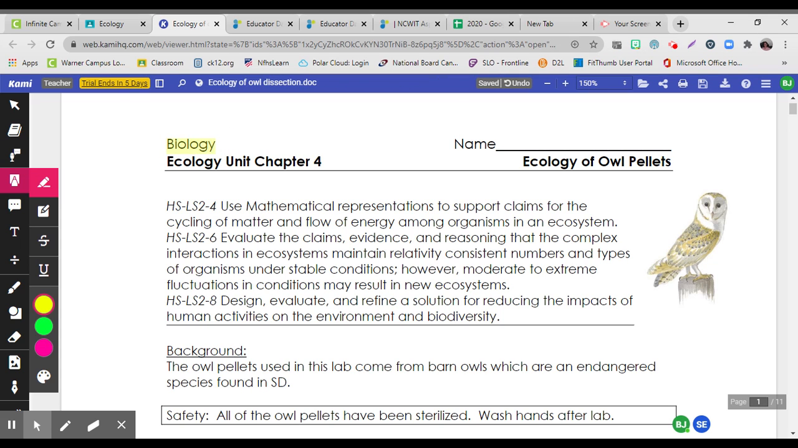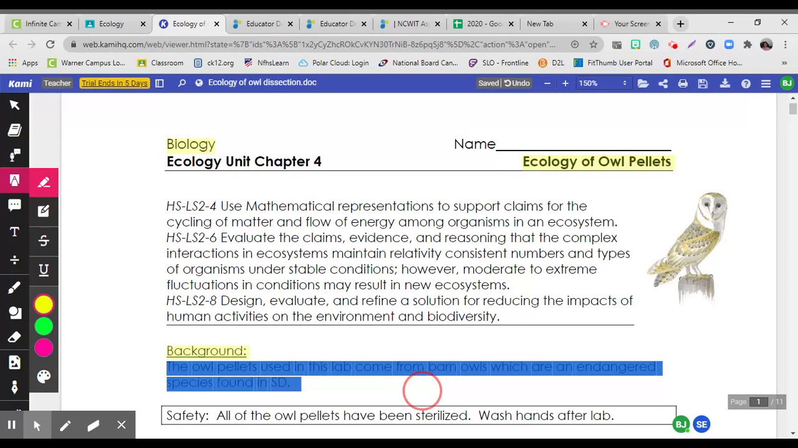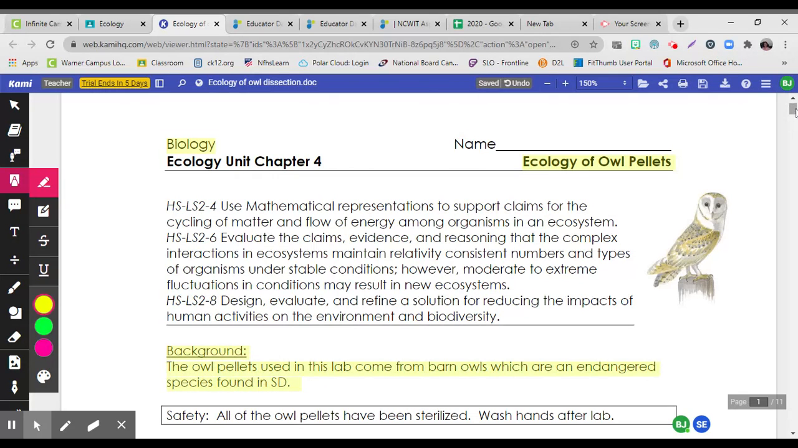This is biology, the ecology of owl pellets. Background information. The owl pellet used in this lab comes from the barn owls, which are the endangered species found in South Dakota.